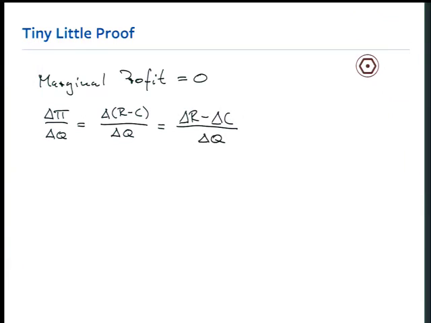Now, what else can I do from that? Well, I've just got a subtraction in the numerator and something in the denominator, so I can write this as change in R over change in Q minus change in C over change in Q. Whoa. And I know that this is 0 at profit max, right? So did we have a name for the change in C over the change in quantity? It ends in cost. Marginal cost, right? This here is just marginal cost.